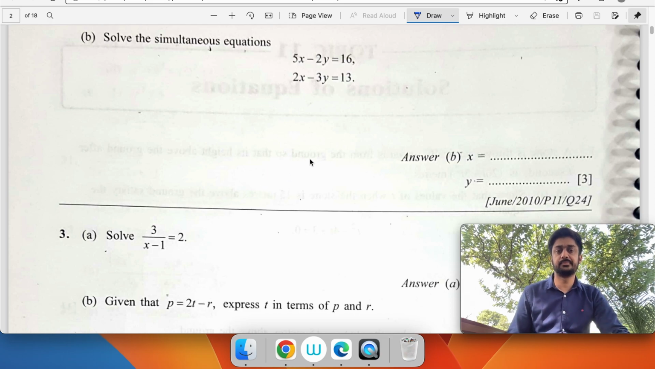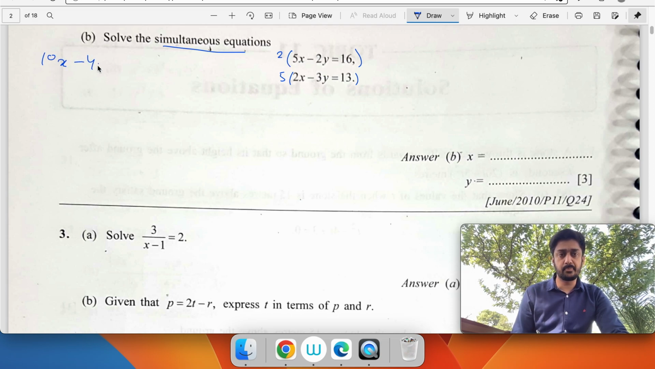Simultaneous equations. There are two ways: substitution or elimination. You may do it by either method you feel comfortable. So let's try with elimination. I'm trying to eliminate x, so I'll multiply the first equation with 2 and the second equation with 5, to get both the same numbers. So 5 times 2 is 10x minus 4y equals 32. 2 times 5 is again 10x minus 15y equals 65.